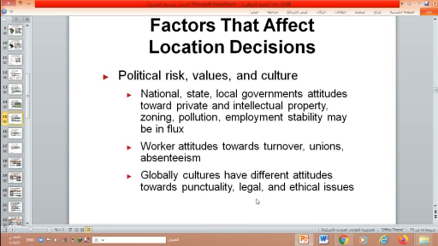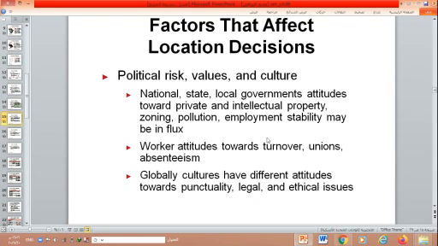Another factor that affects location decision: political risks, values, and cultures. National, state, and local governments' attitudes toward private and intellectual property, zoning, pollution, and employment stability may change from one country to another. So we want to take it into consideration in our location decisions.